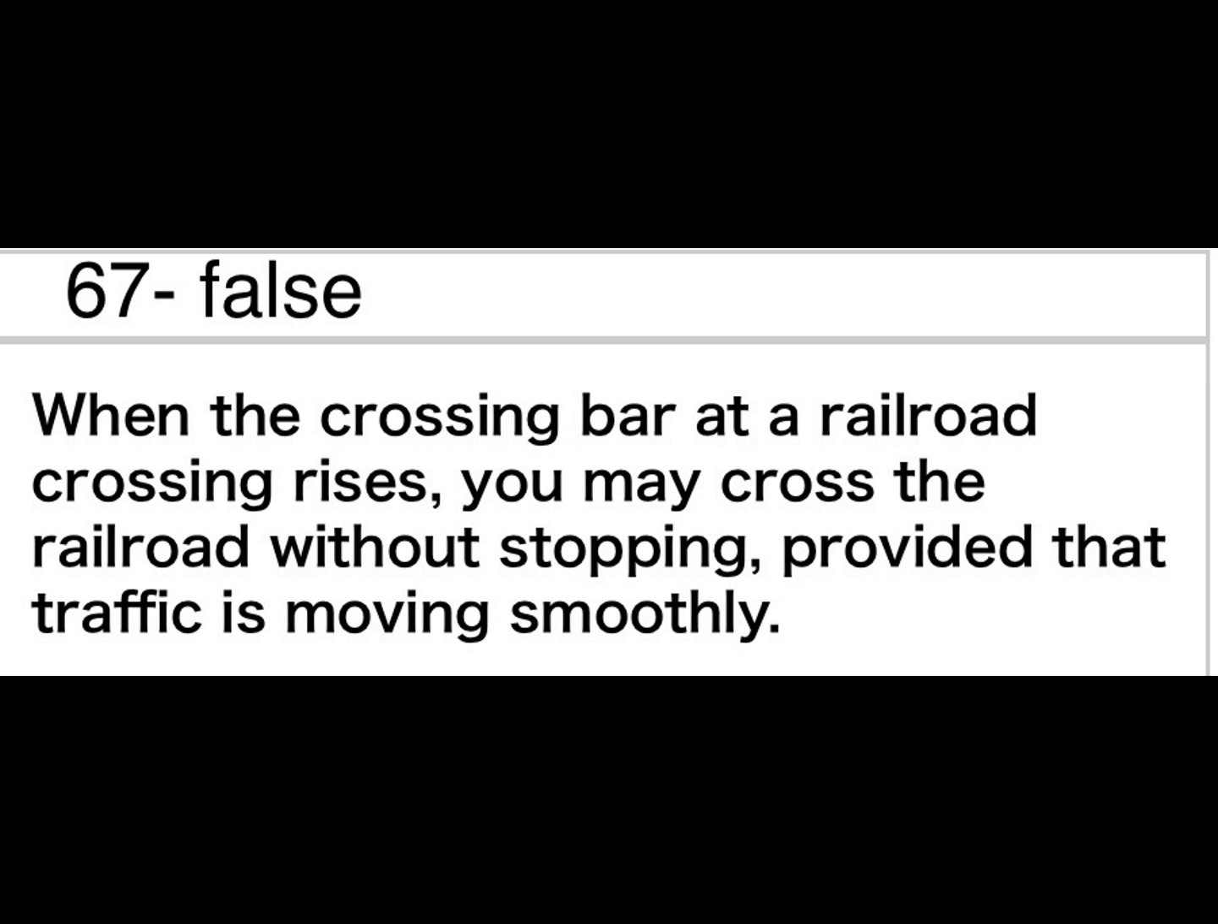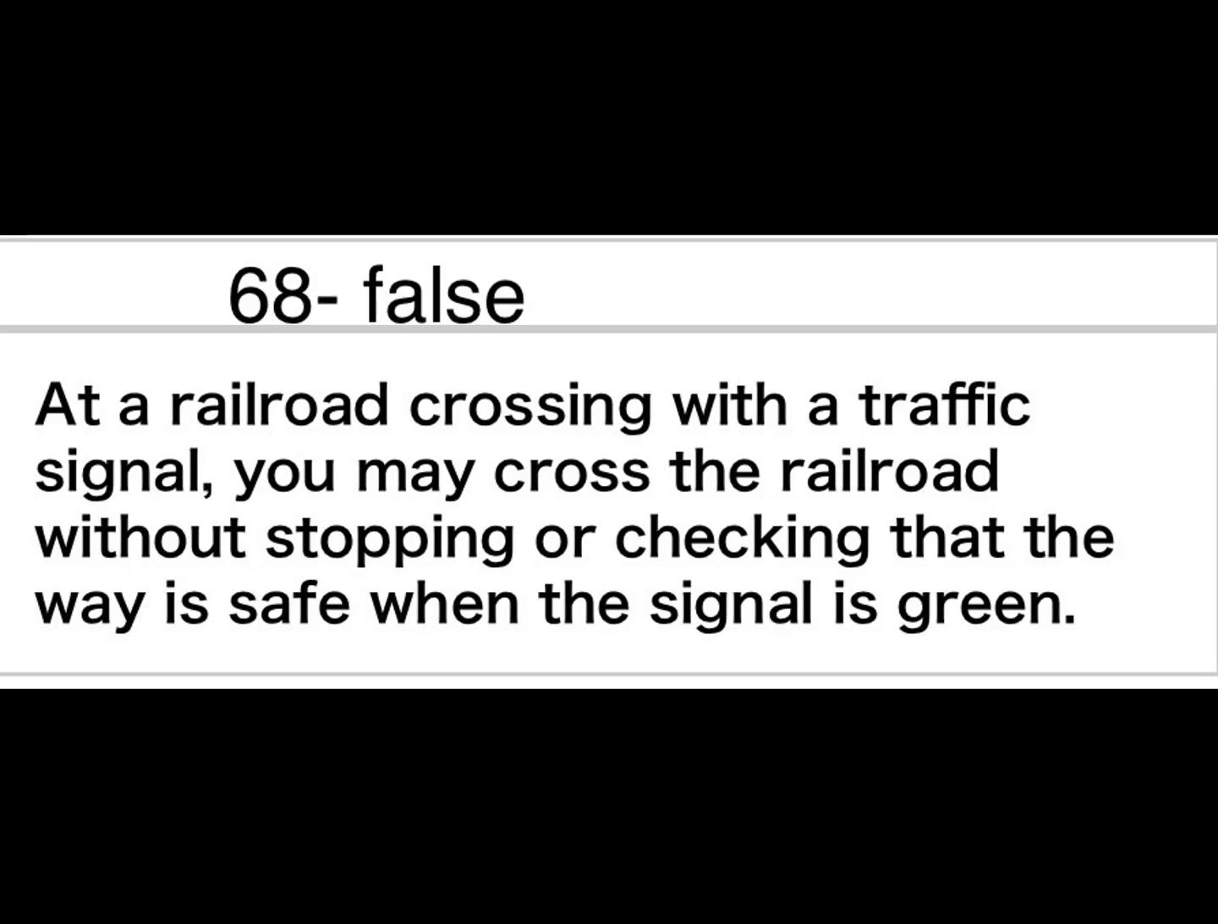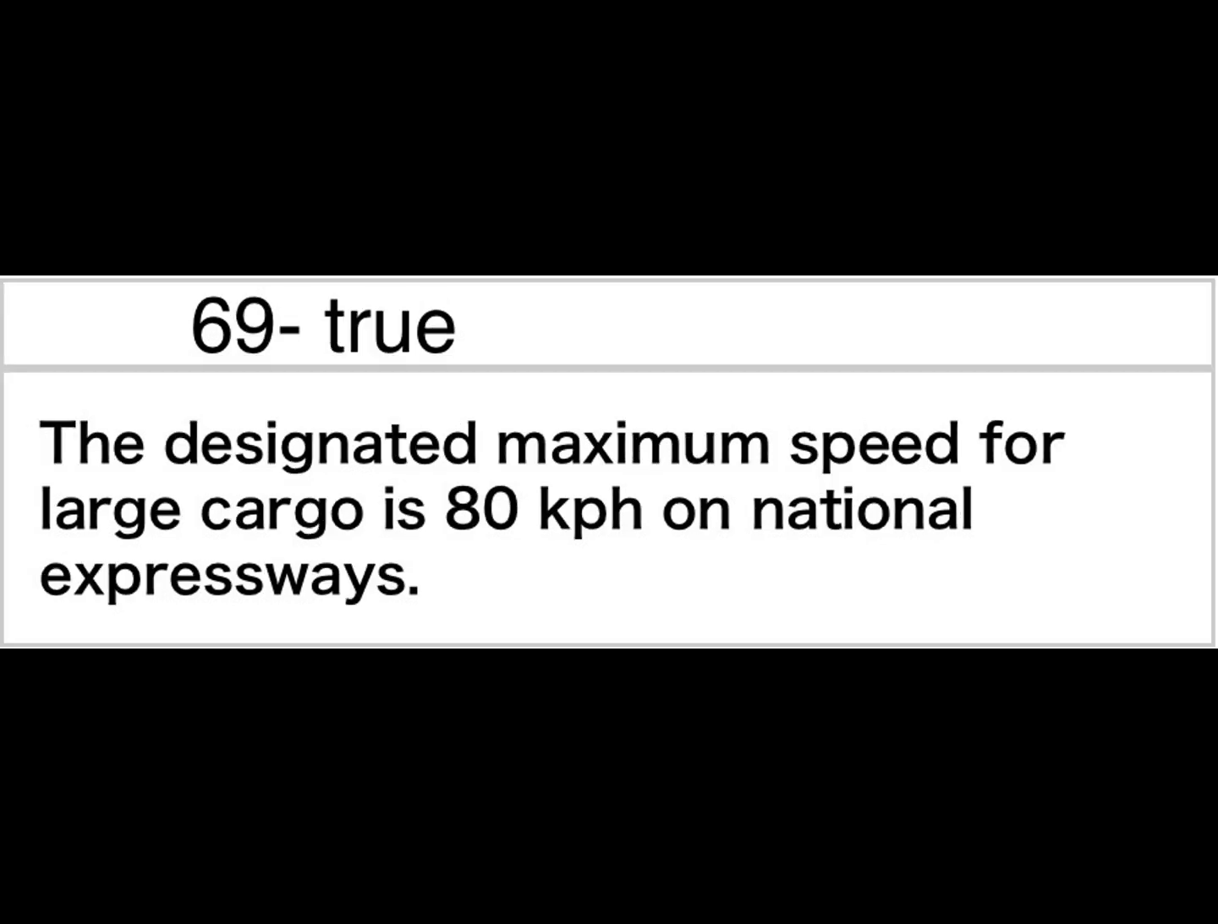provided that traffic is moving smoothly. False. At a railroad crossing with a traffic signal, you may cross the railroad without stopping or checking that the way is safe when the signal is green. False. The designated maximum speed for large cargo is 80 km per hour on national expressways.